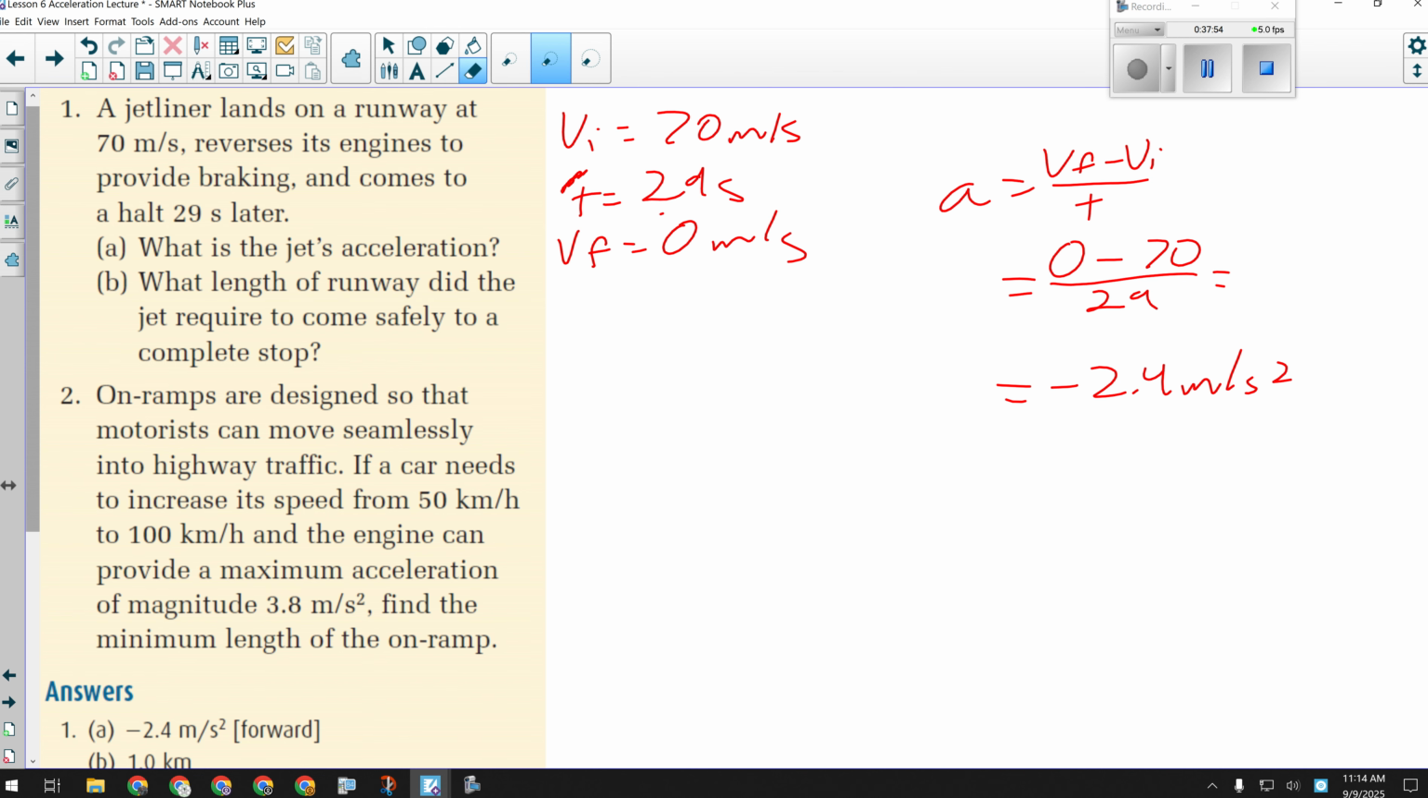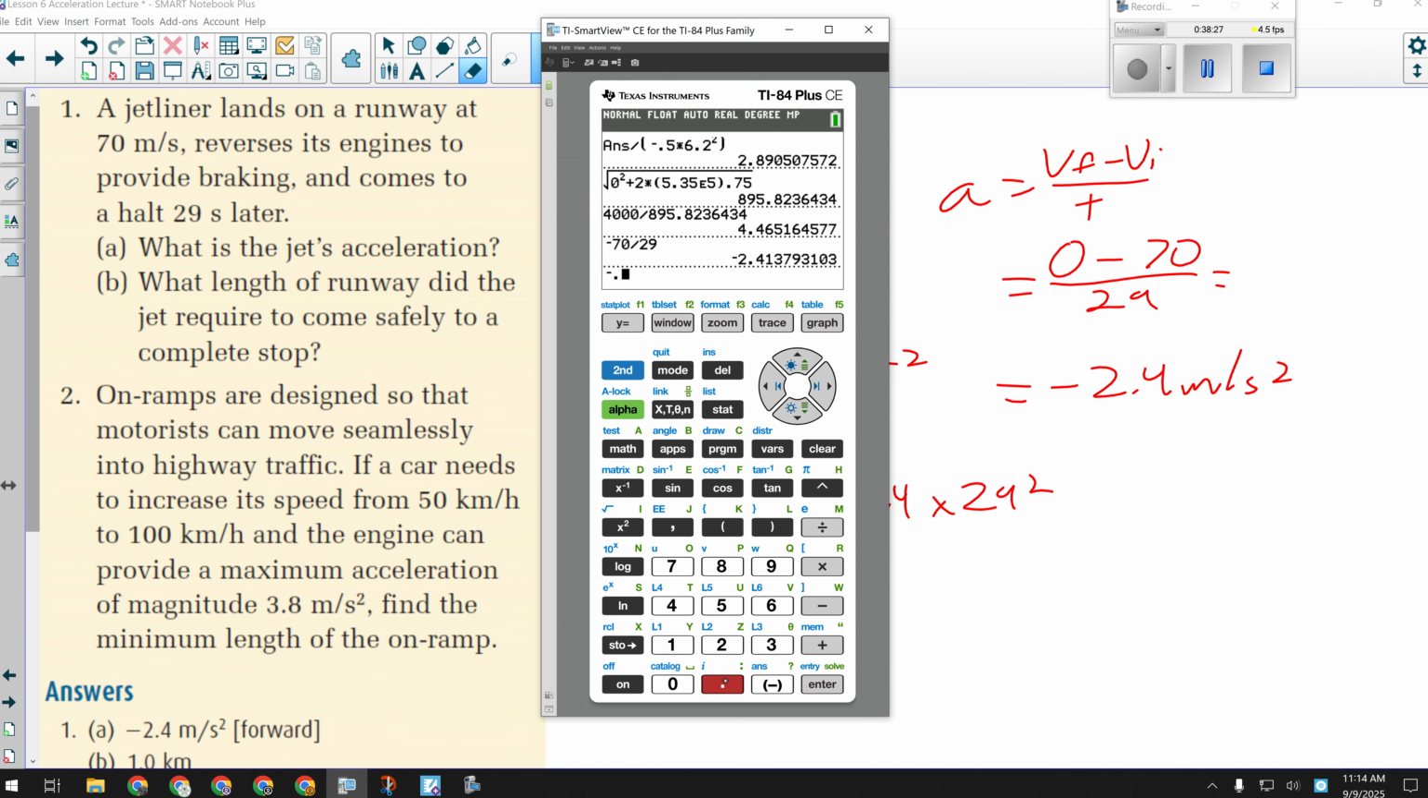If it were me, I would probably go with this one. D equals VF times T minus 1/2 AT squared, but you could have also used VIT plus 1/2 AT squared. Okay, or you could have even used VF squared equals VI squared plus 2AD, could use that one as well. Okay, this one just doesn't require me to do any manipulating, and VF is 0, so I have the least amount of typing to do. So negative 1/2 times negative 2.4 times 29 squared, and I'll have the length of the runway required there. So negative 0.5 times negative 2.4 times 29 squared.